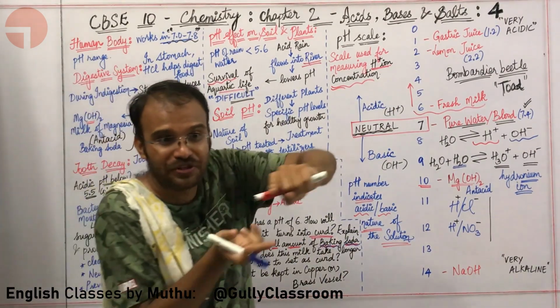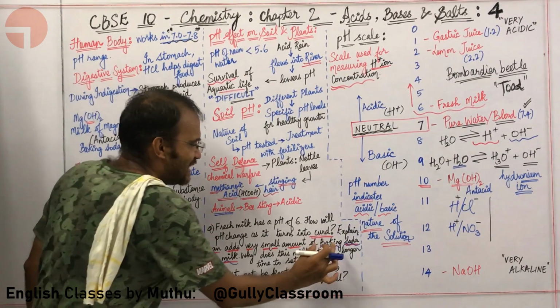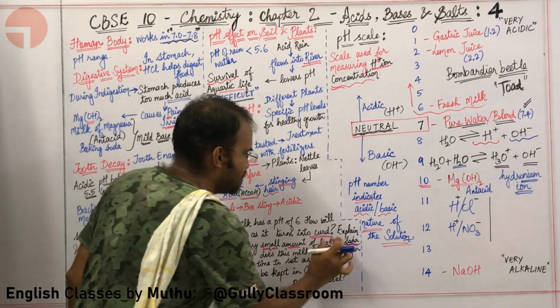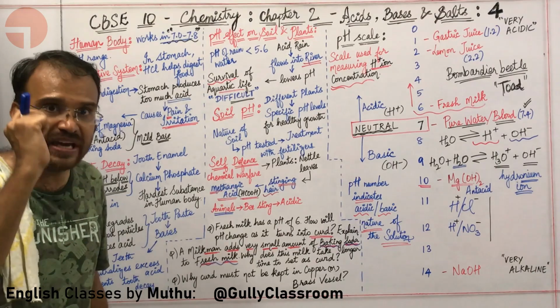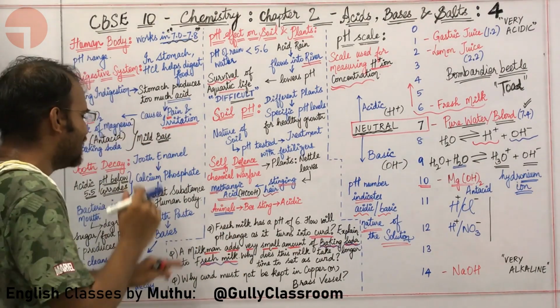We need to stop this particular process. To stop this process, we can simply add a mild base, which is baking soda. That's basically this particular reaction.